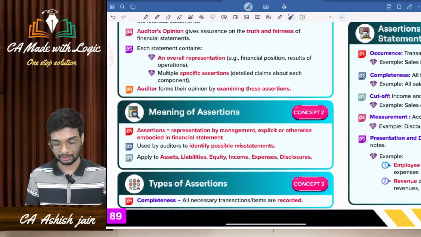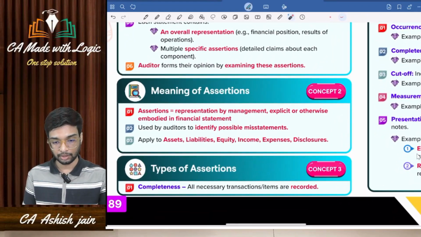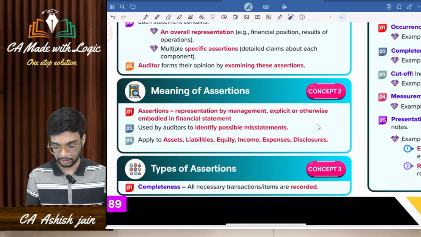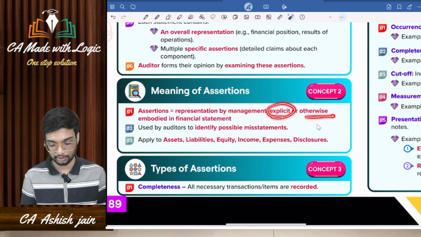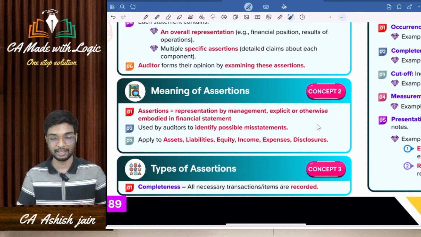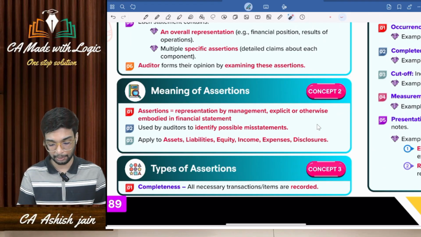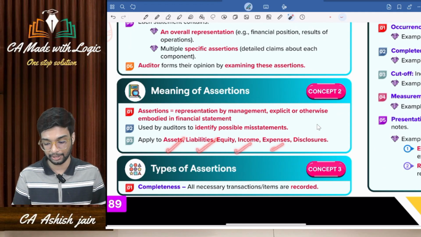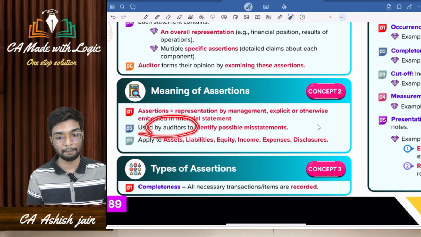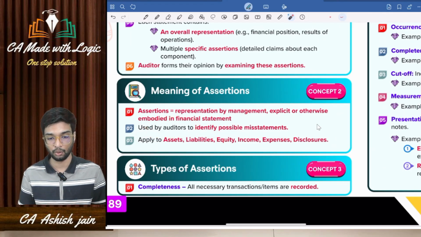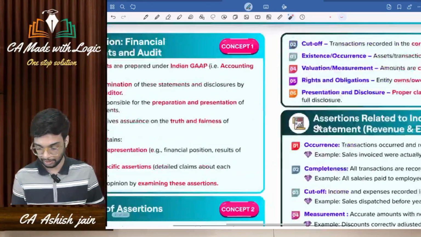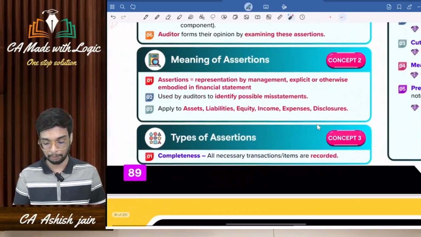So the meaning of assertion is a very important concept. Learning the definition of assertion is very important. Assertions are nothing but representations by management. These are explicit or otherwise embedded in the financial statements. Representations by management are the feelings of the management, the things which management wants to convey, which are embedded in the financial statements. It can be related to asset, liability, equity, income, expenses and disclosure. These are used by the auditor to identify potential misstatement. There are a total of 6 types of assertion which we will see one by one.